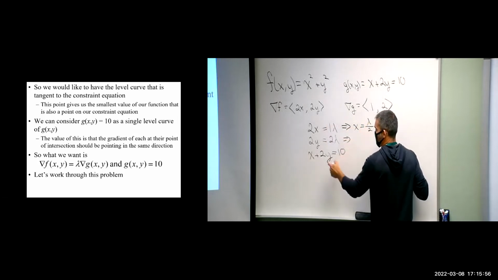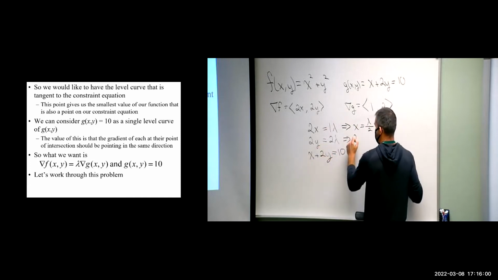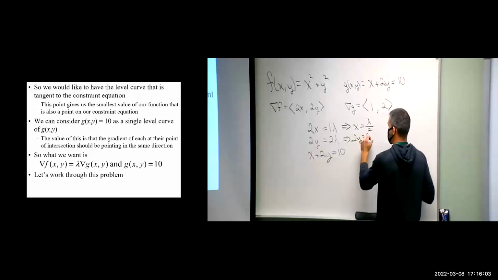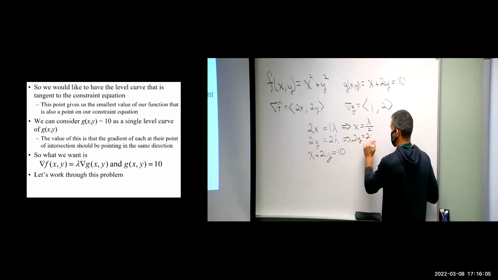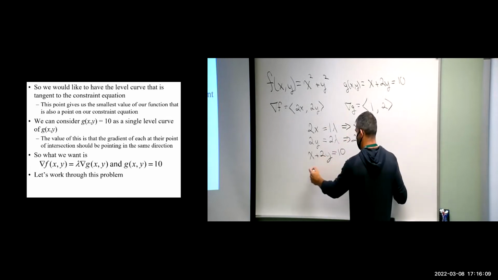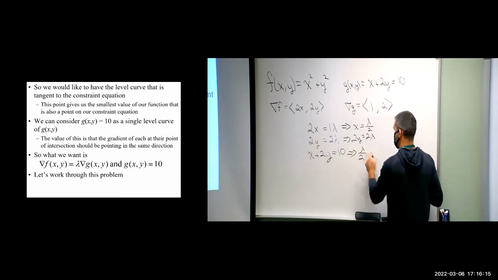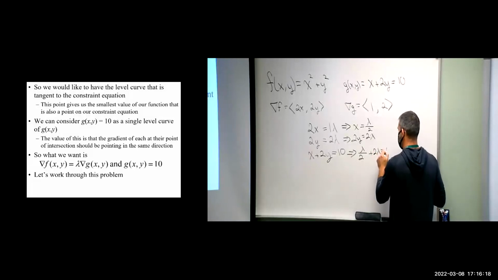And here, I could solve for y, but I've got a 2y in the equation. So 2y equals 2 lambda. And then I'm just going to plug those in. So this equation here becomes lambda over 2 plus 2 lambda equals 10.